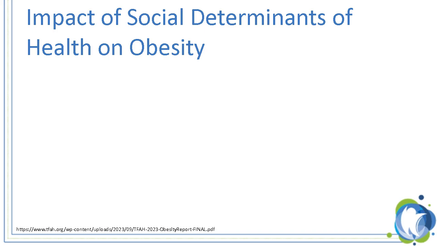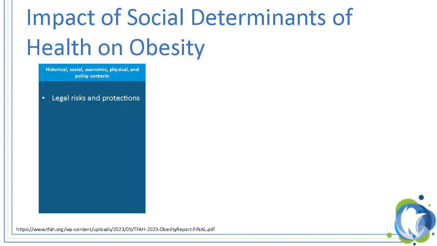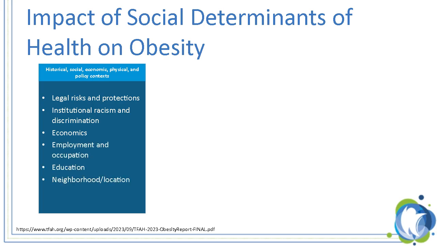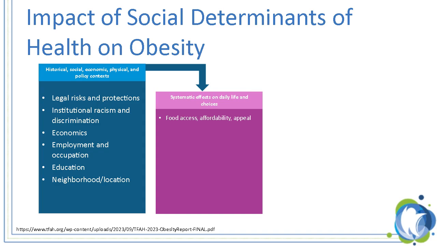The impact of social determinants of health on obesity specifically is very complicated. Historical, social, economic, physical, and policy contexts, legal risks and protections, institutional racism and discrimination, economics, employment and occupation, education, neighborhood and location all feed into systemic effects on daily life and choices. Food access, affordability, and appeal, food and nutrition literacy, options for safe and affordable recreation, and transportation access to then be able to further access recreation, as well as access to fresh vegetables and groceries, are limited.